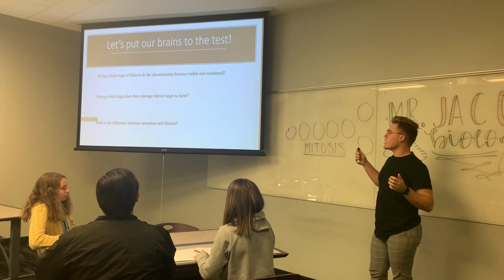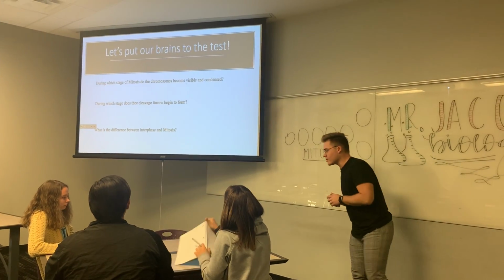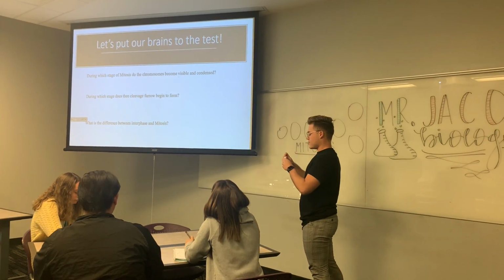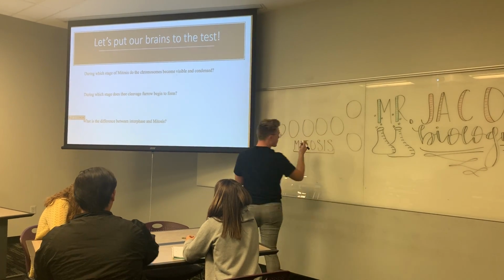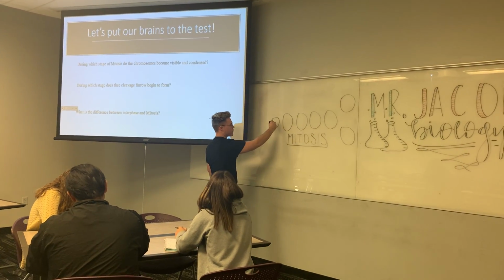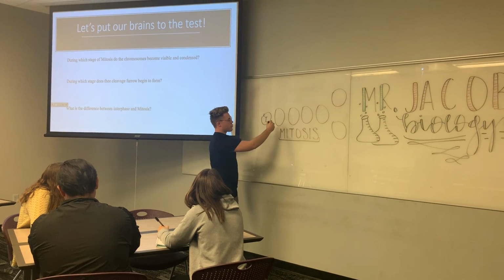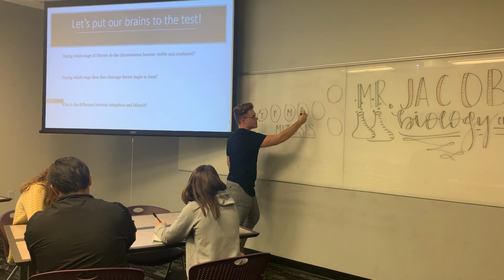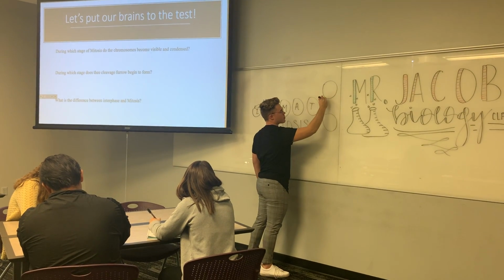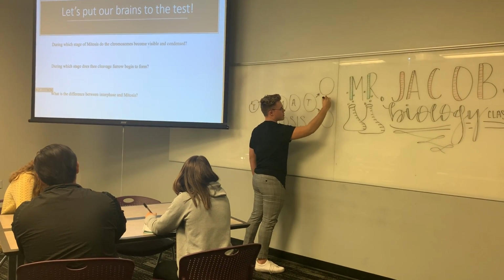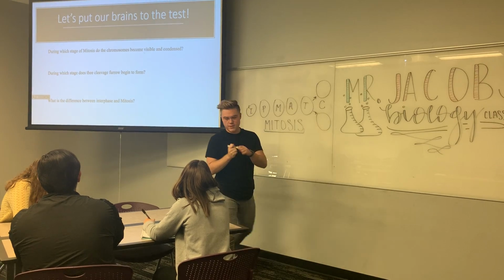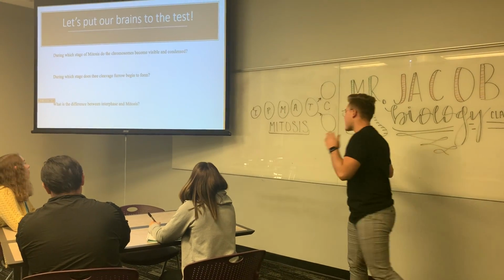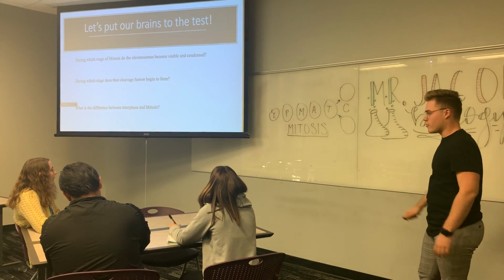So during which stage of mitosis do the chromosomes become visible and condensed? And if this diagram helps you a little bit, it's just a fun little way to remember it. So you have your interphase right here, right? You have your prophase, your metaphase, anaphase, telophase, and then this right here is representative of cytokinesis. So if that helps you a little bit to answer those questions, I don't know if it does. That's just an easy way for me to remember the steps.